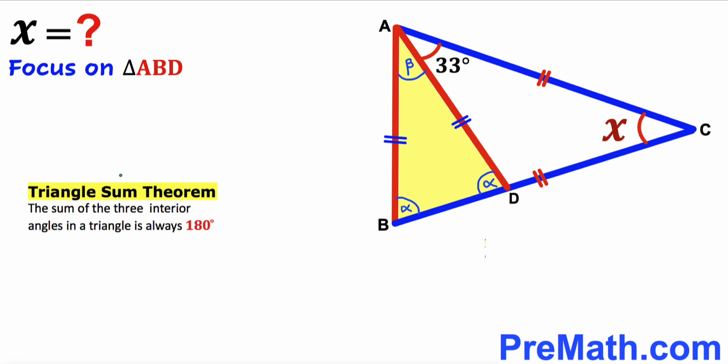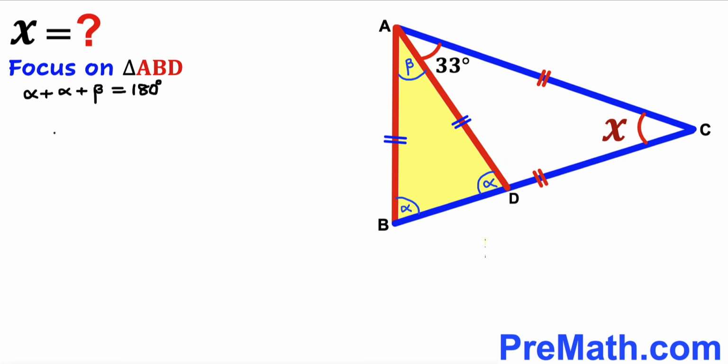And now let's recall the triangle sum theorem. According to this theorem, the sum of three interior angles in a triangle is always 180 degrees. So therefore we conclude that all these interior angles alpha, alpha and beta, if we add them, that must be equal to 180 degrees. So therefore we could write angle alpha plus angle alpha plus angle beta must be equal to 180 degrees. Let's combine like terms.